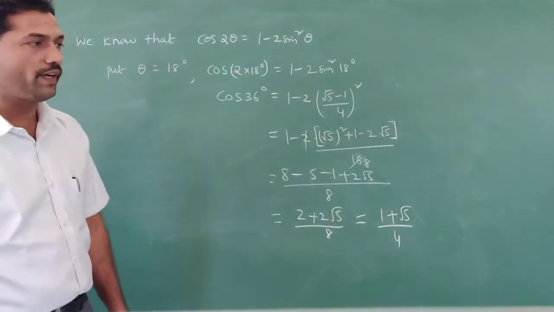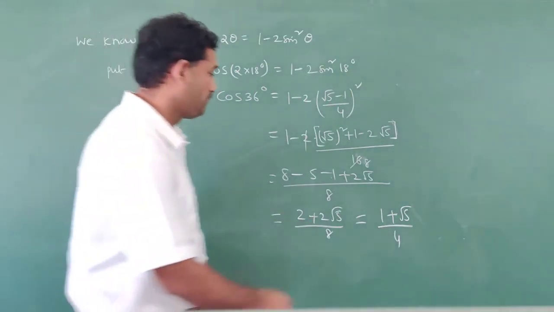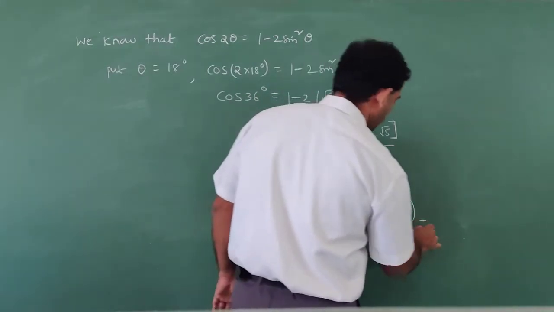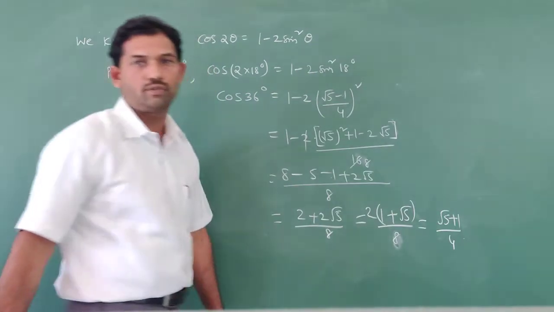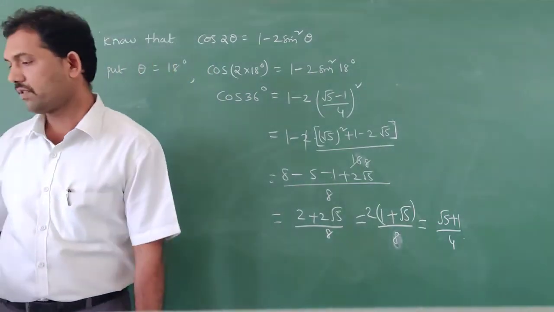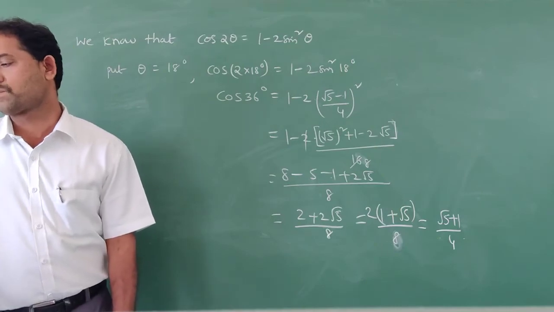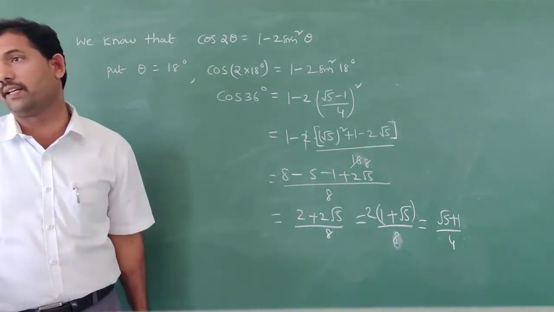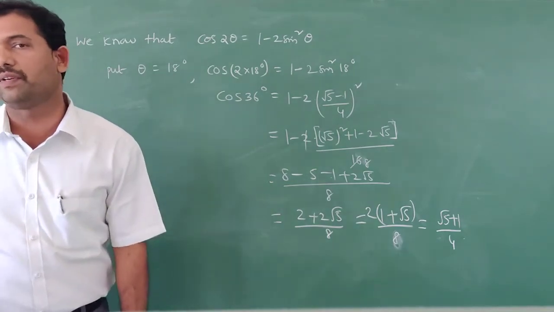1 plus root 5 divided by 4. Any doubts, you have to take it like this. So root 5 plus 1 divided by 4. That is our solution. This is the cos 36 degrees value. Next, the sin 36 degrees value.